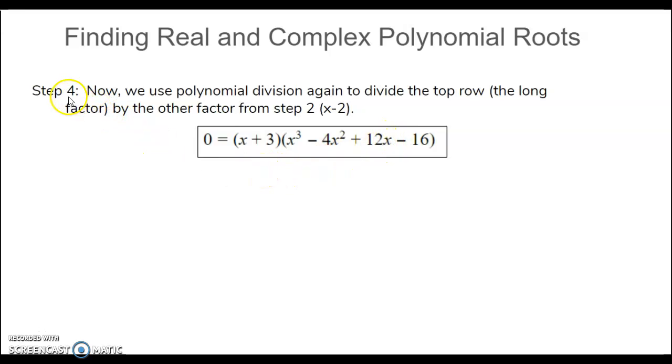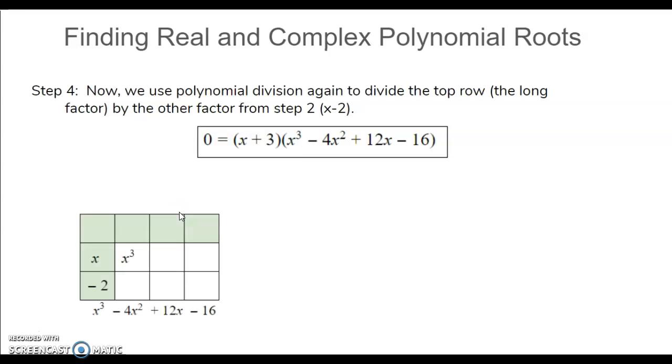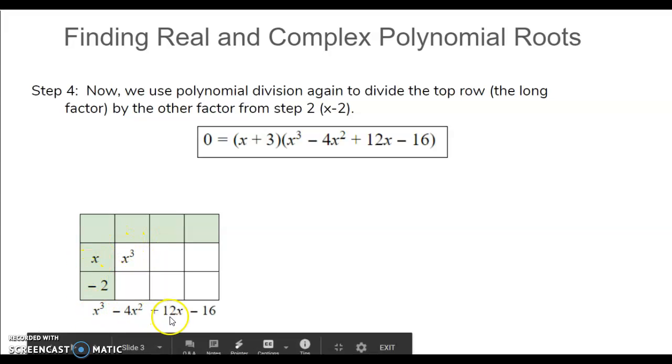Okay, now on step 4, we're going to use polynomial division again to divide the top row, or this stuff here on the right, by our other factor, which is x minus 2. So I make my polynomial area model, put the x minus 2 on the left, the x cubed stuff on the bottom, start off with the x cubed, and again, we toggle back and forth.